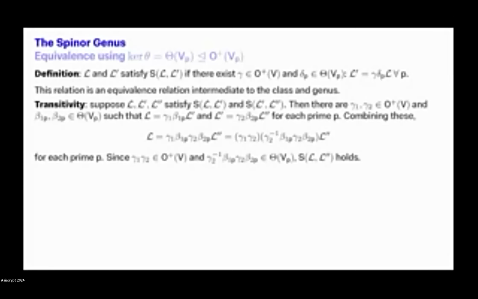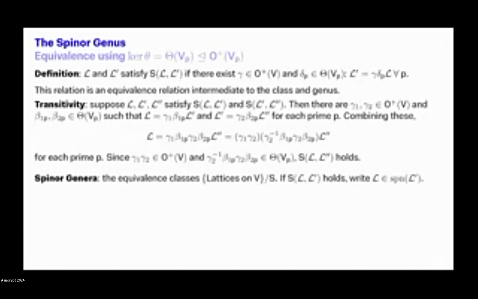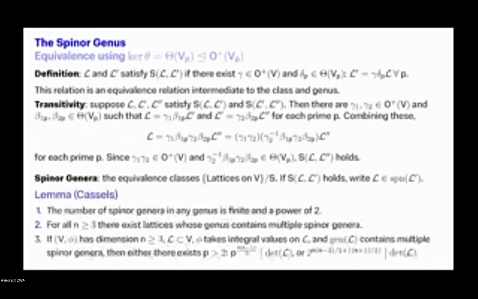And the key thing here is that transitivity uses this normality of the spinor kernel when proving that L, L dash, and L dash dash satisfy the transitivity relation. We can then use our relation S to define the spinor genera. So we quotient the space of lattices by this relation S and get a set of equivalence classes, which we call the spinor genera. And if the relation holds on two lattices, we might also write that L is in SPN of L dash for spinor.